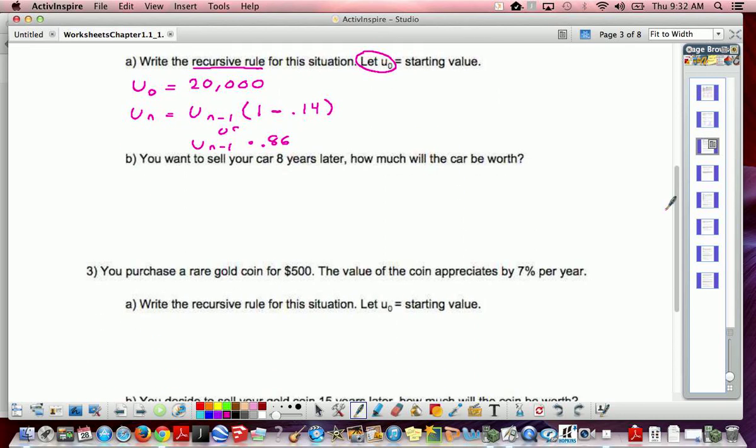Now, speaking of the calculator, we're going to use it here and show you how to, again, use it to answer this next question. You want to sell your car 8 years later. How much will the car be worth? So we want to figure out u sub 8. So what we're going to do is enter this recursive definition into our calculator. So we're going to do that right now.